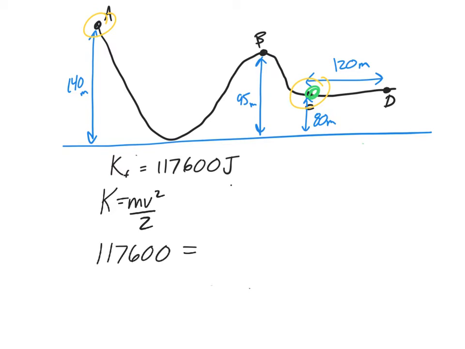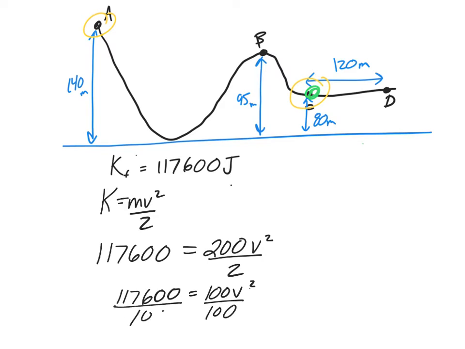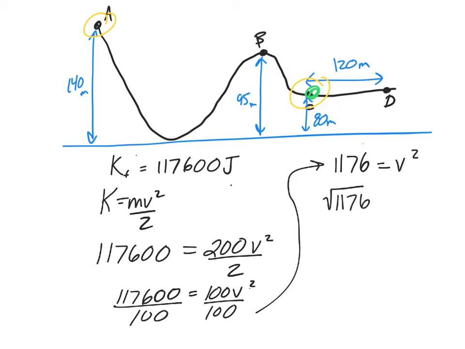117,600 is equal to the mass, which was 200, times velocity squared divided by 2. So I think the easiest way to do this would probably be to divide out: 200 divided by 2 is 100 v squared. So you can divide by 100 on both sides. And that gets us 1176 equals v squared. So we're going to take the square root.